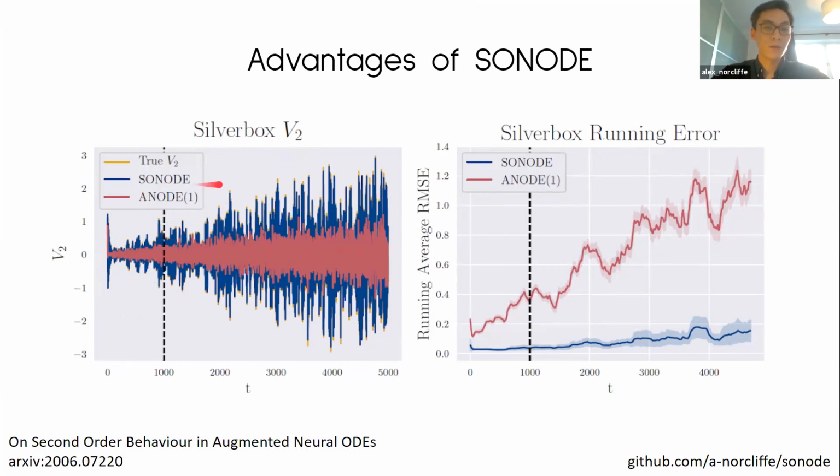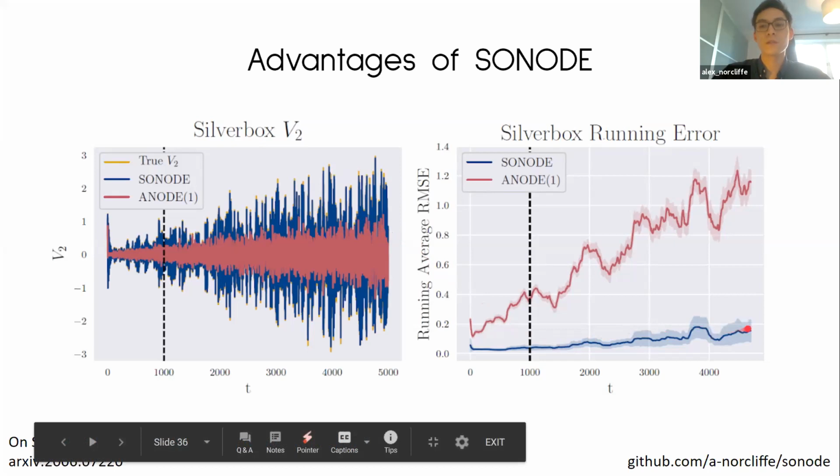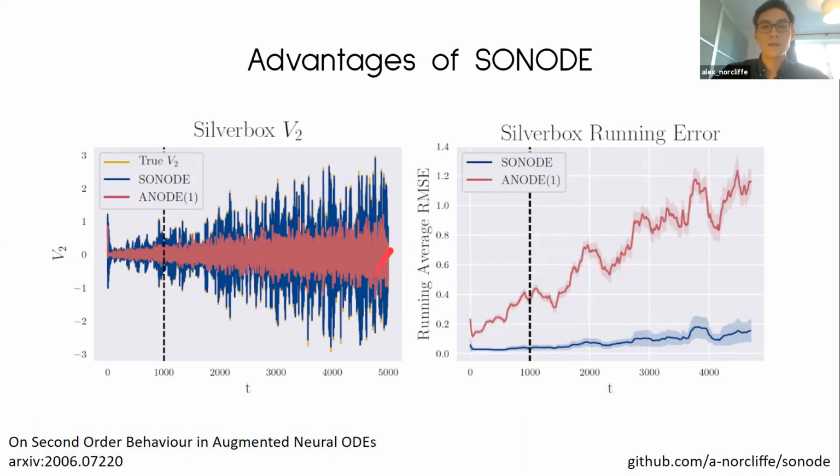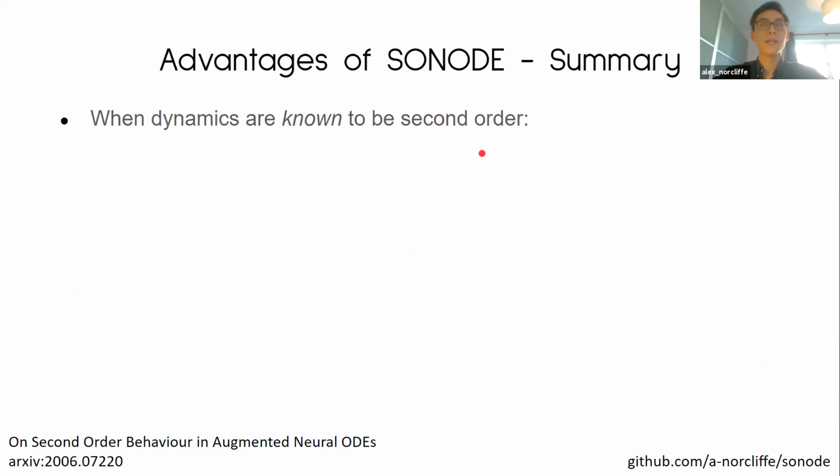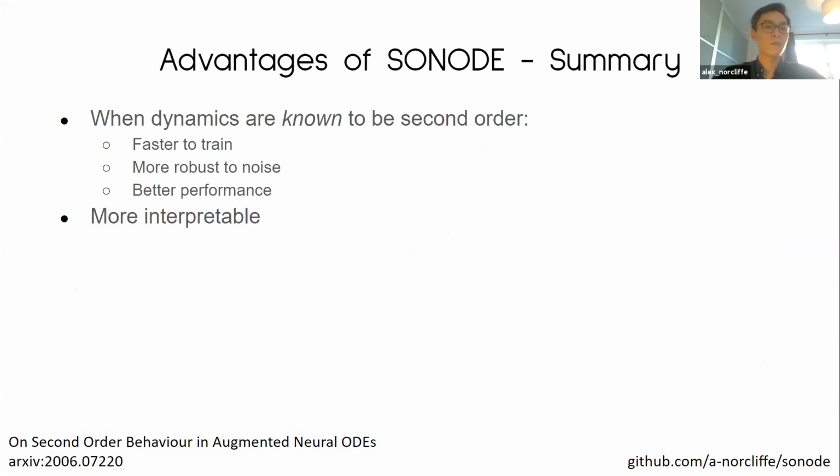And we can see that SONODE has learned it very, very well. That error is quite low, whereas the ANODE error is just growing. Just a quick summary of those advantages: when the dynamics are known to be second order, and that will apply to a lot of situations, these will be faster to train, more robust to noise, and you'll see better performance. And in general, they're just more interpretable because those dimensions have to be split up.